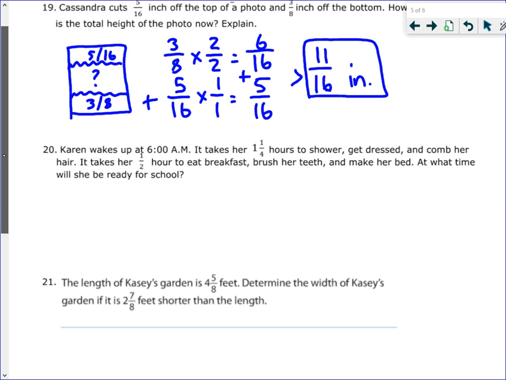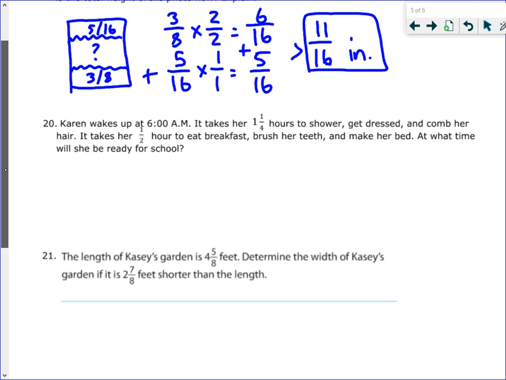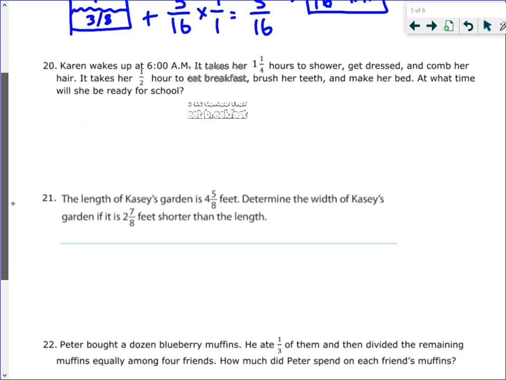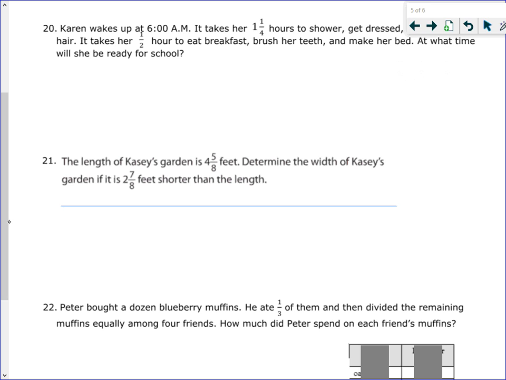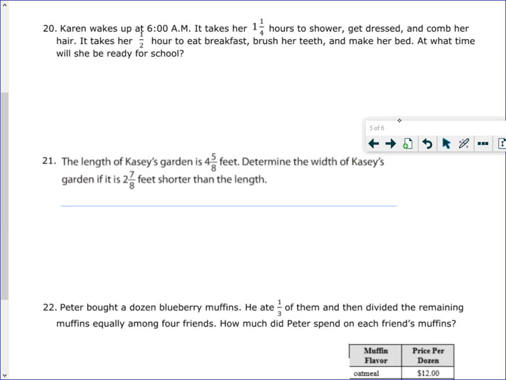So hopefully you read that question correctly and you didn't put 5/16. Karen wakes up at 6 o'clock a.m. It takes her 1 1/4 hours to shower, get dressed, and comb her hair. It takes her 1/2 hour to eat breakfast, brush her teeth, and make her bed. At what time will she be ready for school?